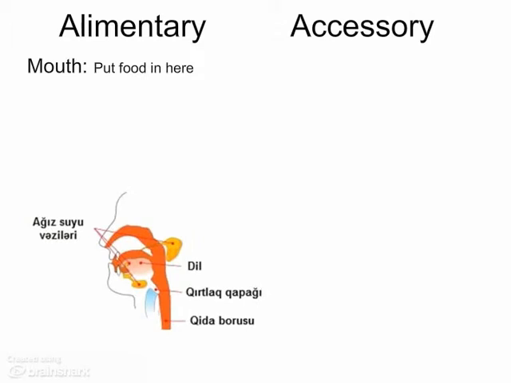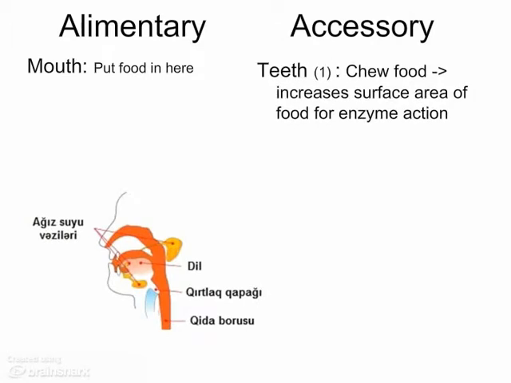Okay, so let's go over the organs of the human digestive system. We're going to start in the head region, and I'll break them up into alimentary and accessory organs. Food enters the alimentary canal in the mouth, and in the mouth there are teeth that are going to chew the food. Remember, the food isn't going to go through the teeth. It might go between the teeth, but it is not going to go through the teeth, so that's why they're accessory. Food definitely goes through the mouth, so that's why it's alimentary.